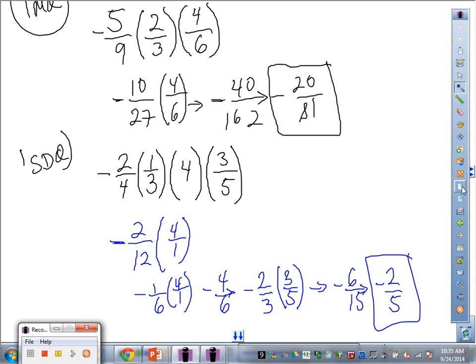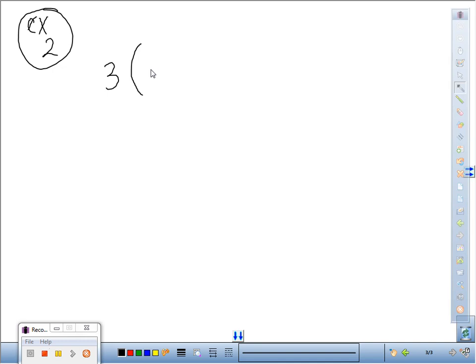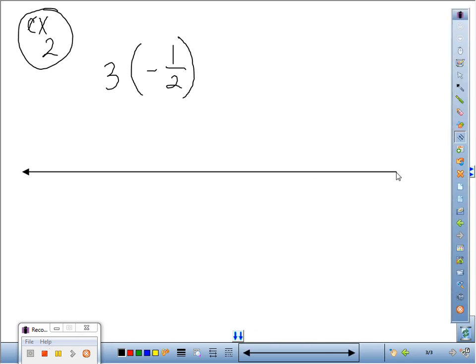So, copy this next one. This is example 2. Example 2. We got 3 times negative 1/2. Okay? We already know how to multiply this just by the number and the fraction, right? But we're going to use the number line for this one. So draw a number line underneath. Okay? So, we're going to start at 0.